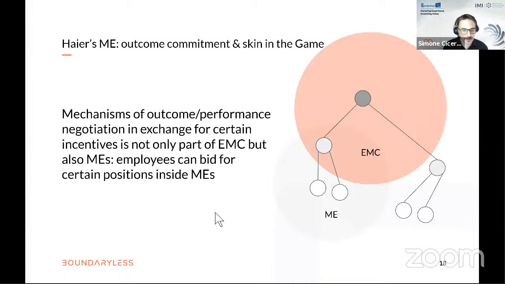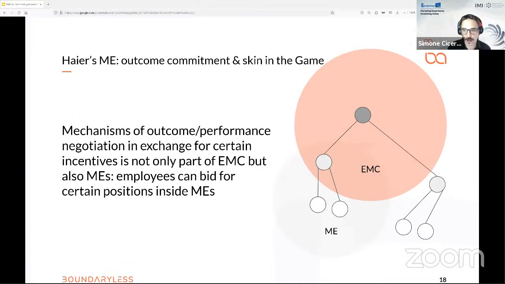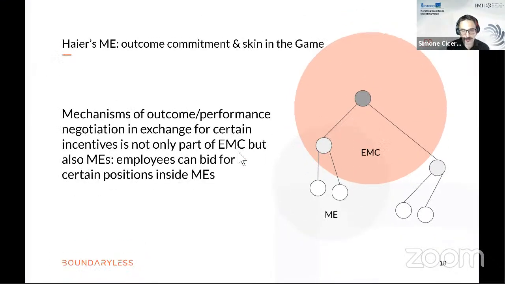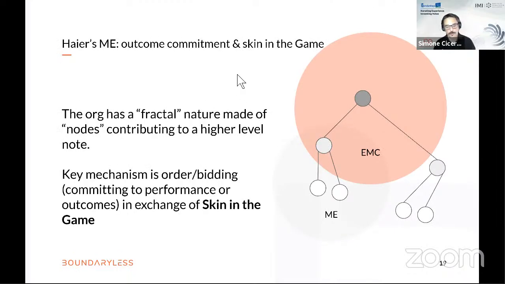The mechanisms that characterize Hires contracts are essentially fractal. Why do we see this fractal nature of the organization? For example, to participate in a unit in Hires, you have to bid, you have to contract the contribution you can give and the returns that you get back in terms of ownership, in terms of profits, and in terms of other elements. And this happens at each node.